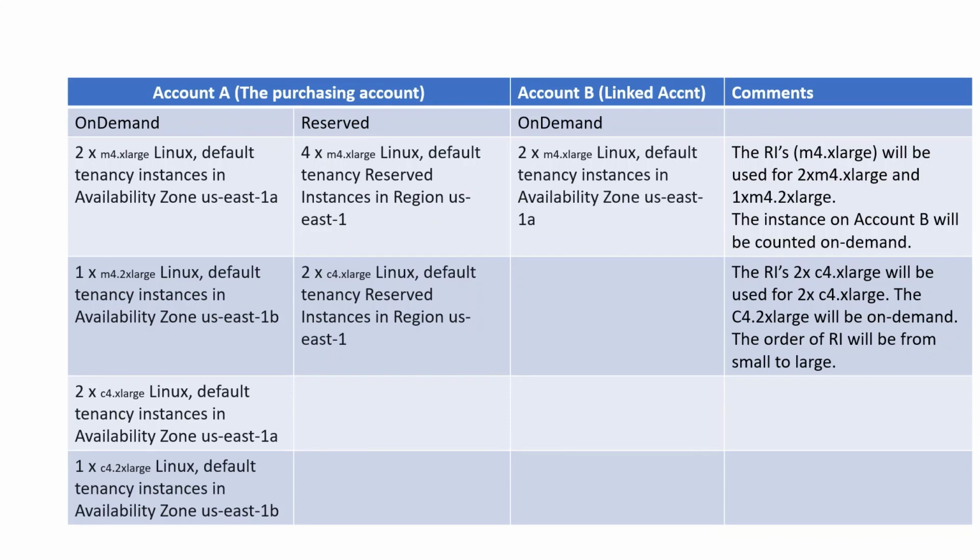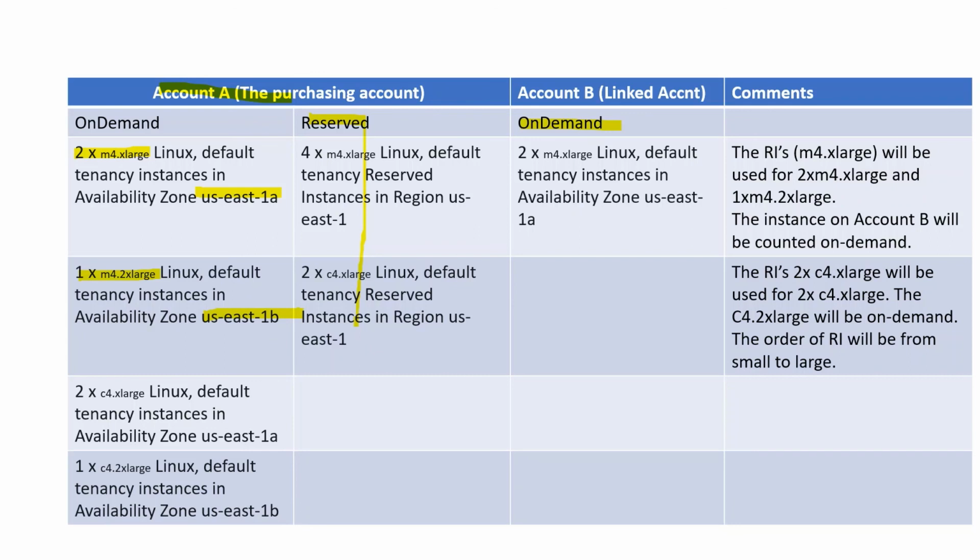So here we have two accounts: account A, where we are purchasing the reserved instances, and account B, where some on demand instances are running. Here you can see on demand 2 m4.xlarge running in availability zone A, and then one m4.2xlarge in US East 1B.